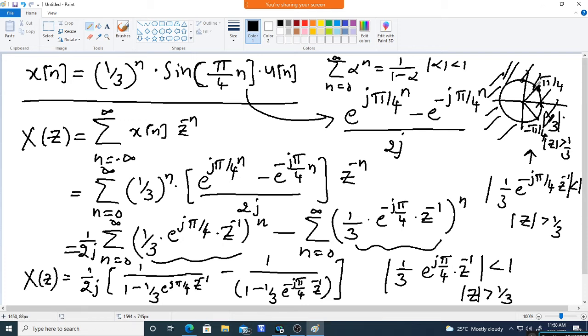One pole exists here at plus pi by 4 and one pole exists at minus pi by 4, but the radius is the same. The magnitude is the same, 1 by 3, so it is the circle of magnitude 1 by 3 only. So magnitude of z greater than 1 by 3 will be your ROC. Is it clear? Yes, sir.